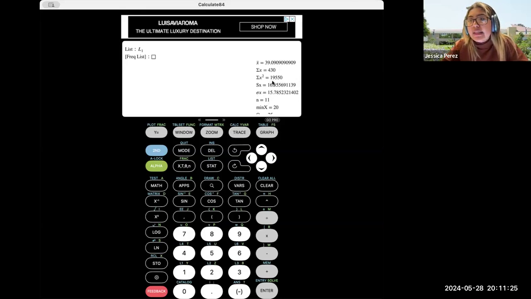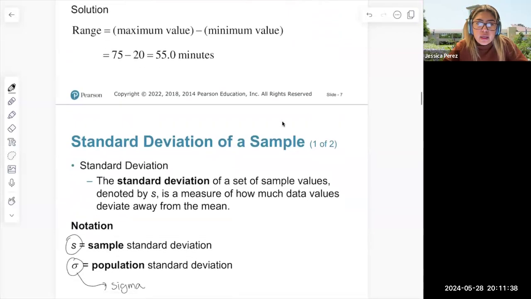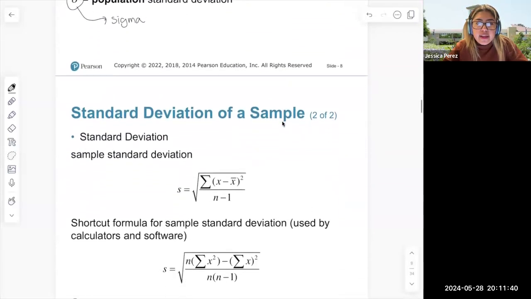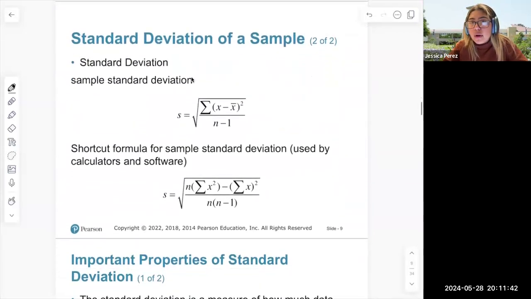So just by putting it on your calculator, you're able to find the standard deviation. You can also do this using Wolfram Alpha online. There's tons of calculators where you can find the standard deviation. This is the actual formula. I'm not going to ask you to ever use the formula for solving standard deviation.